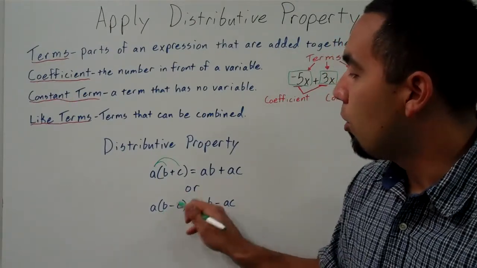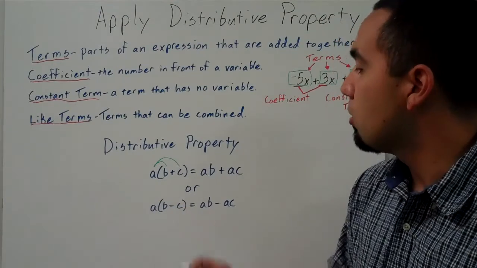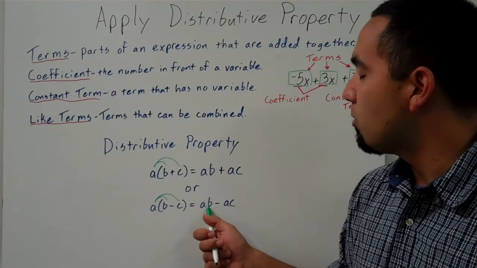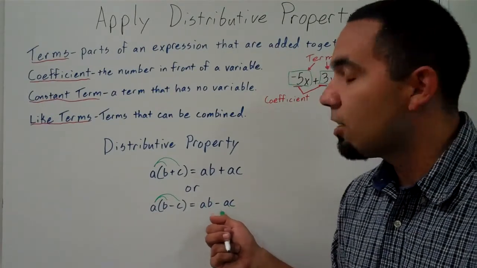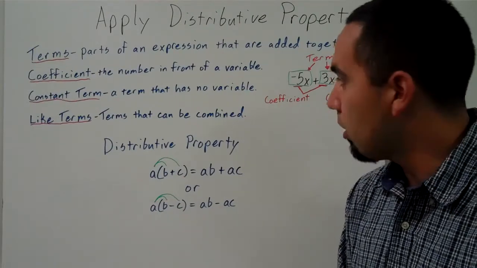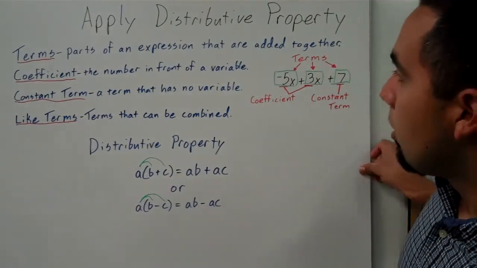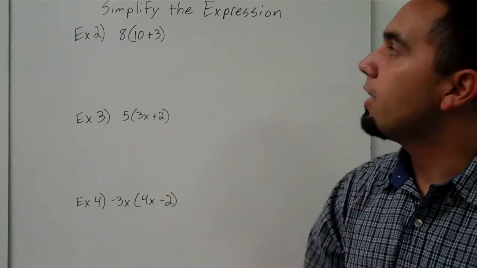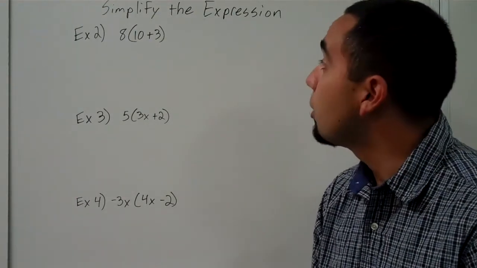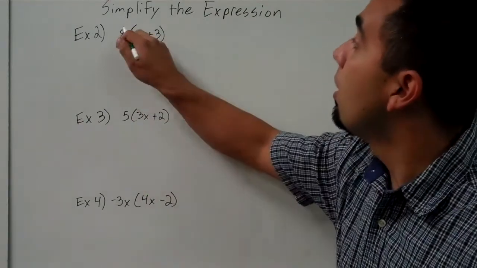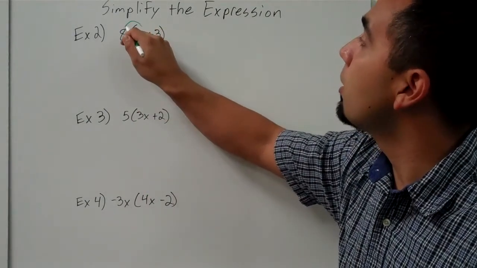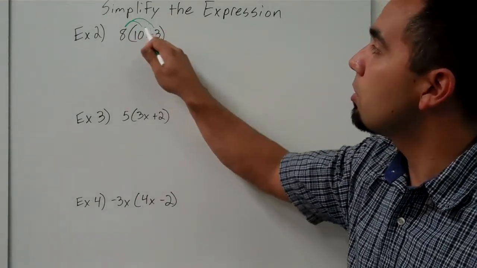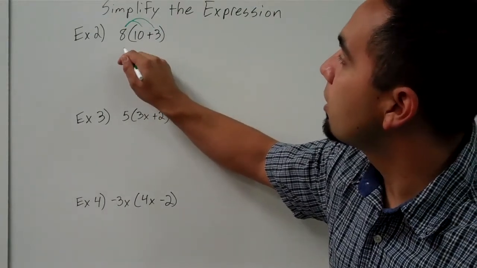Or we can also do it if there's subtraction going on. Again, a times b and a times c, if we do the a times b first and the a times c first and then do the subtraction, we get the same thing. Let's look at some numbers so that it makes a little more sense. In example number 2, we have 8 times the quantity 10 plus 3. Since we're applying the distributive property, we can do this. I suggest that for a while you get used to writing those little curves, because it helps you remember what you're doing.